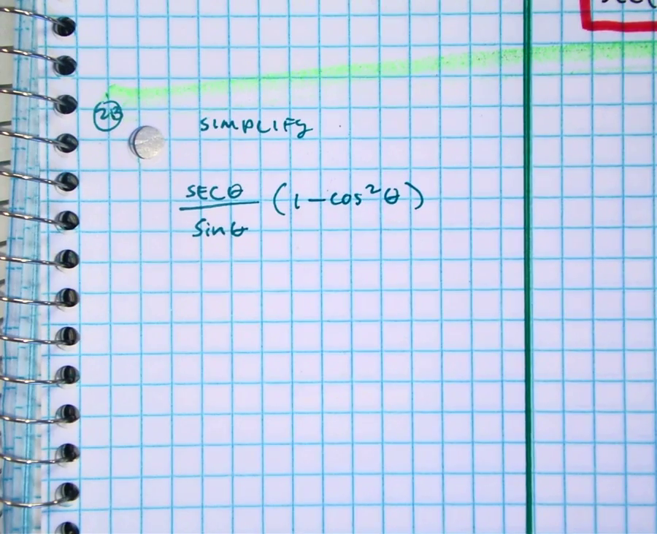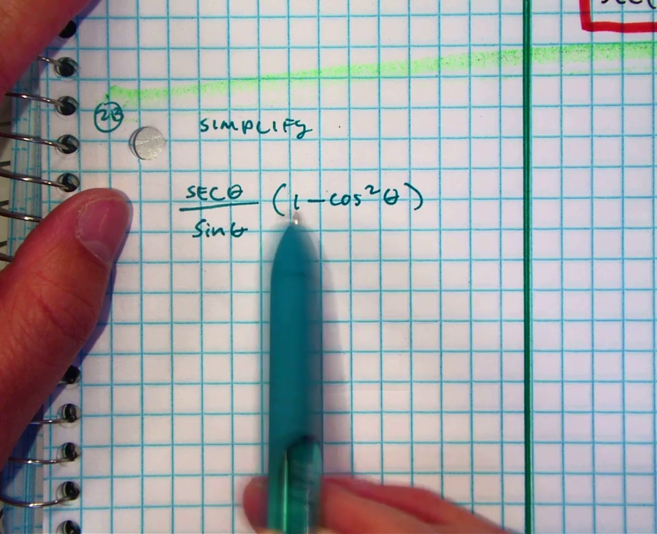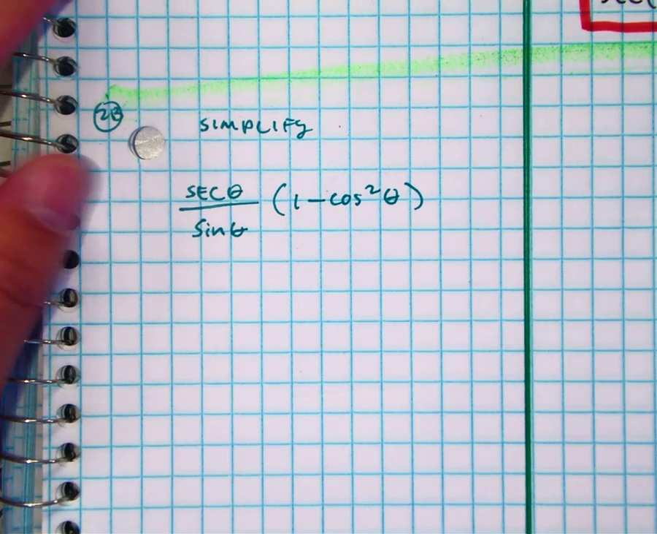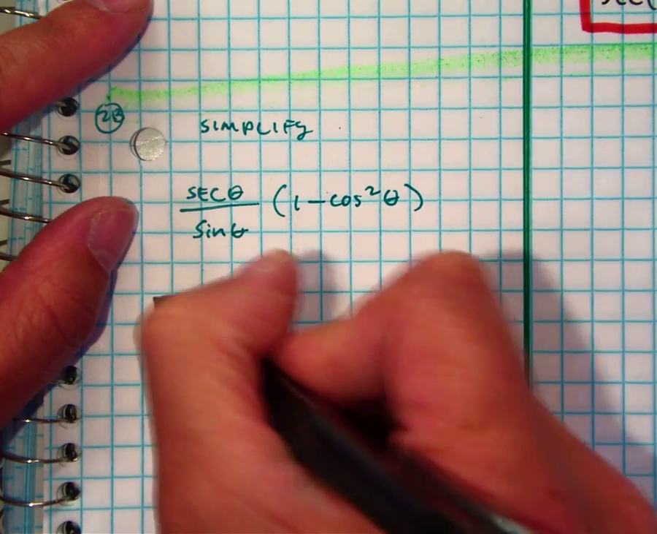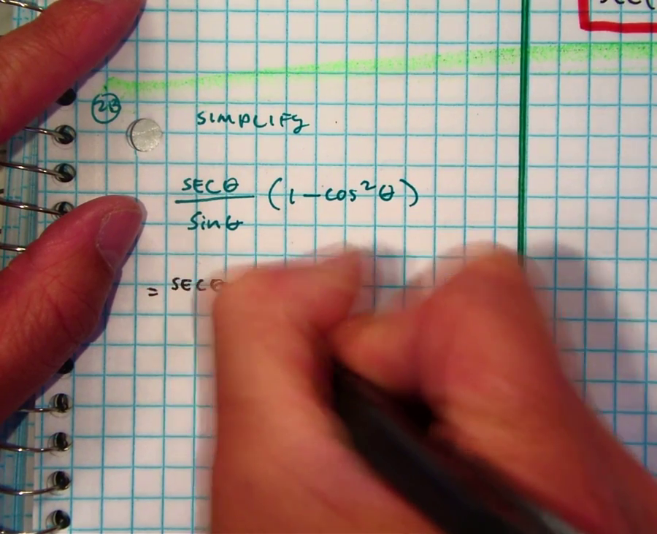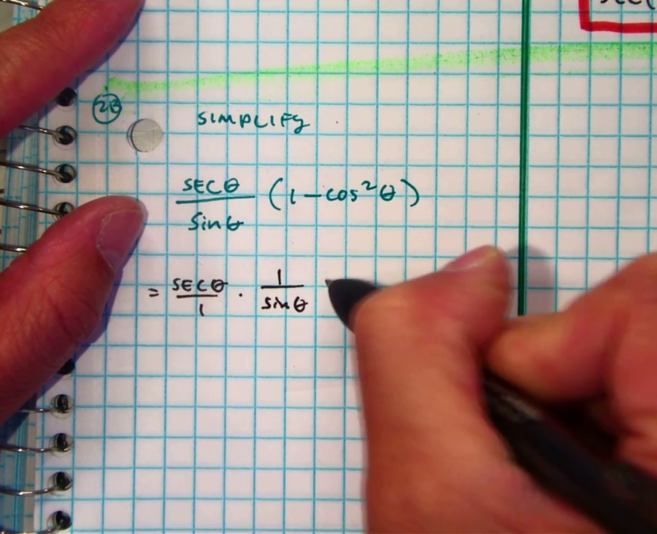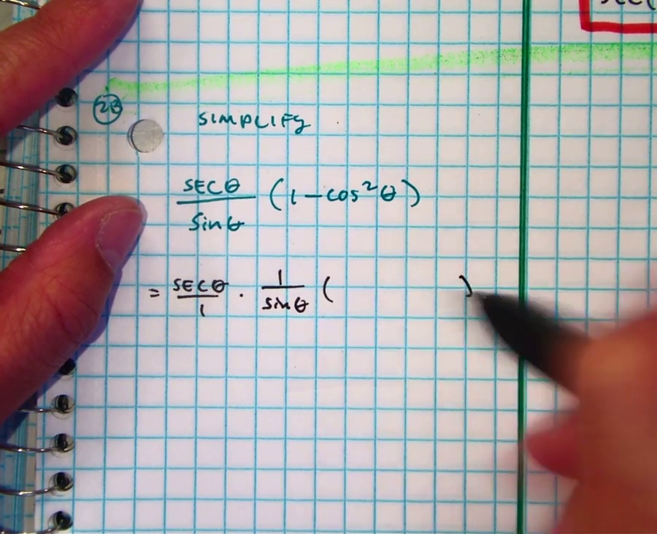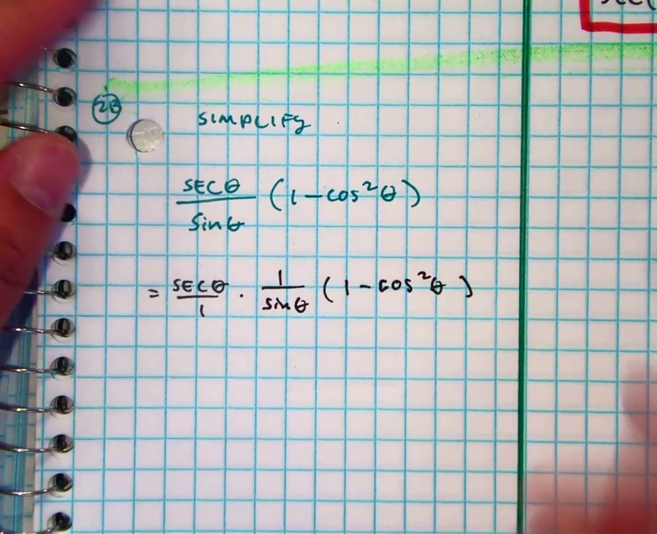Alright, in this problem it tells me to simplify secant of theta over sine of theta times 1 minus cosine squared theta. Okay? Now, I don't see any obvious things to do, so the first thing I'm going to do is I'm just going to separate them into fractions. Secant of theta over 1, 1 over sine theta, and then I have this parentheses, 1 minus cosine squared theta, which I'll just leave as it is.